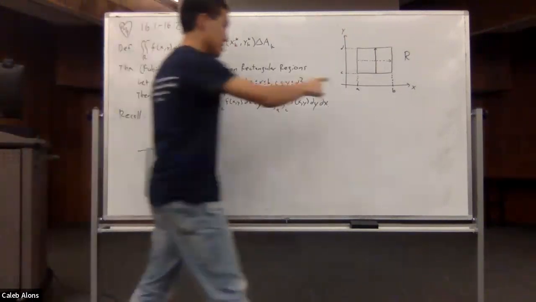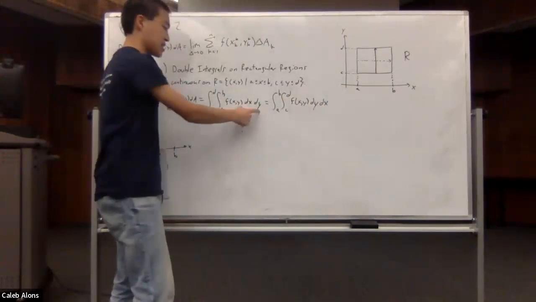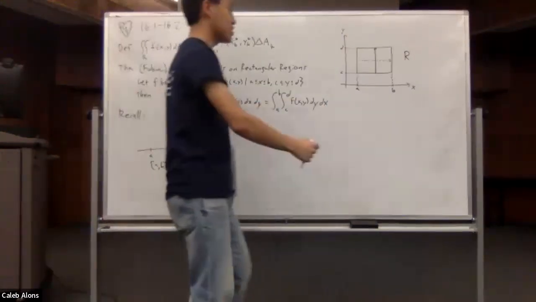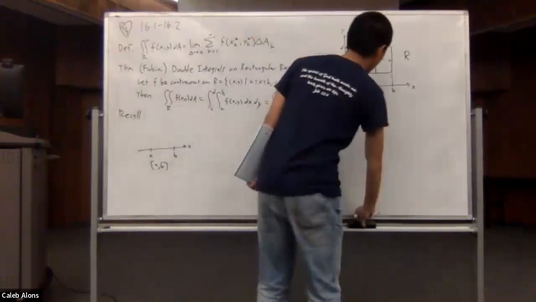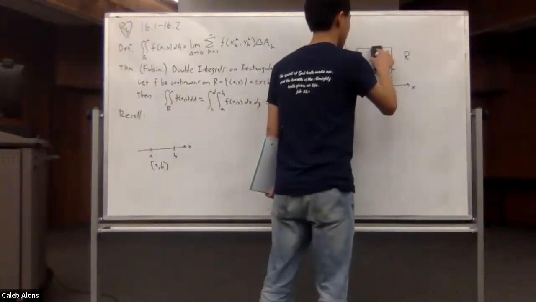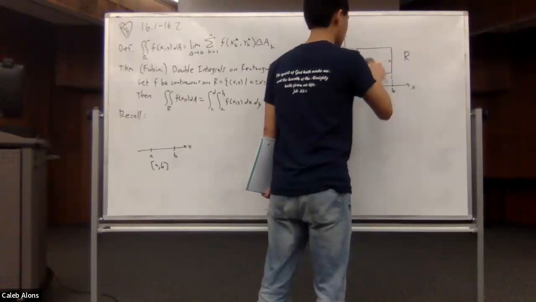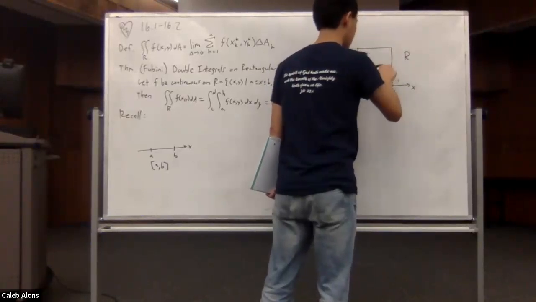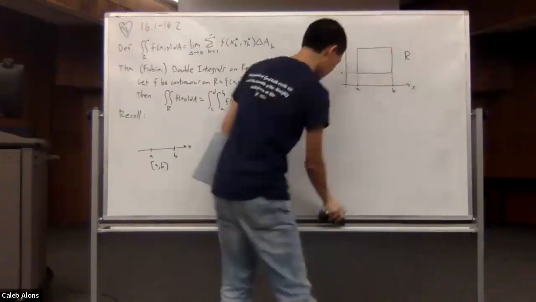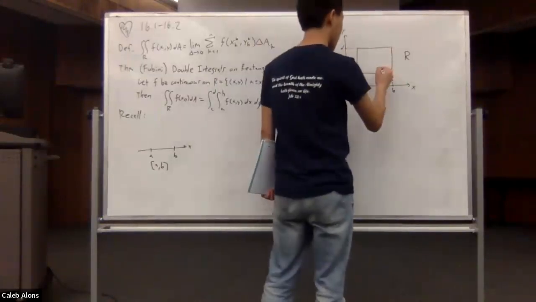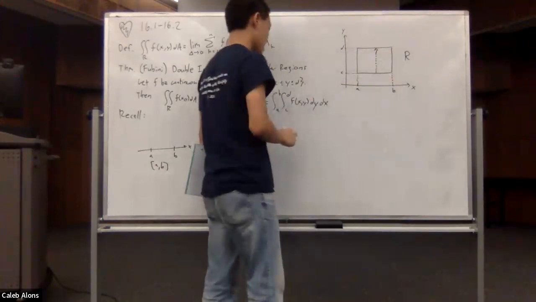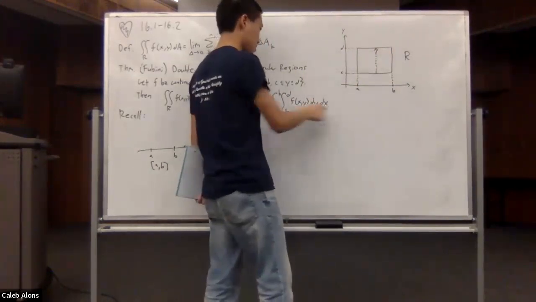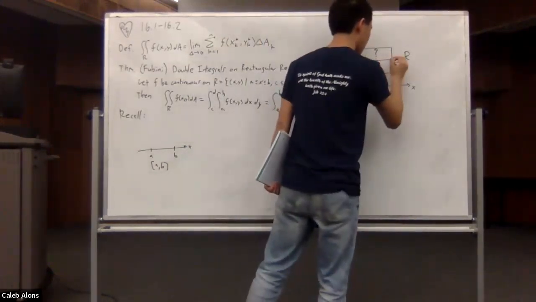Now, this is given in the order of dx, dy. But if I wanted to do dy, dx like this, so doing the y's first and then the x second, the only thing that changes is the order. So instead of doing what we just did, I would say, okay, let me first go from C to D. And then after I've done that for y's, I'll integrate across my x's from A to B.